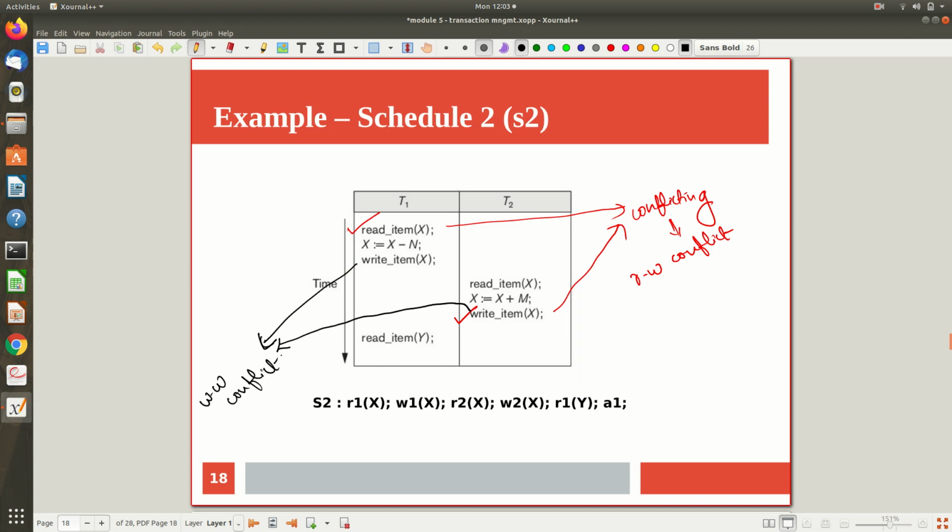Because of this conflict, we are facing those problems that we discussed so far, and we are trying to avoid this. This is what basically happens in something called serialization. Okay, we will see that.